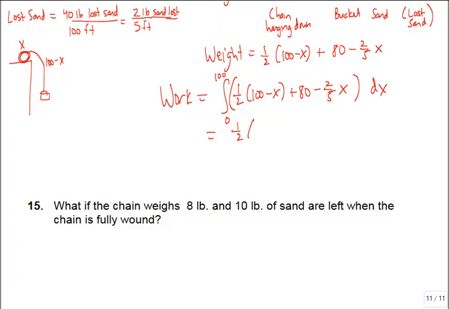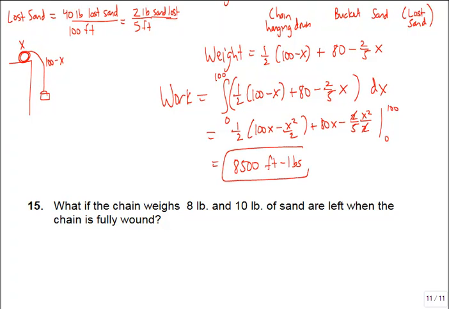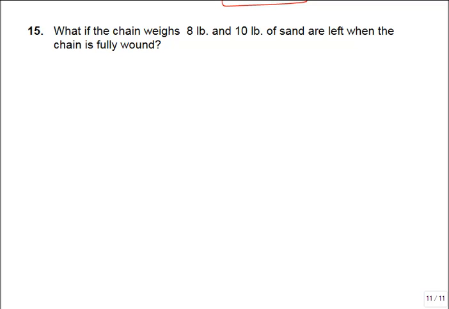To integrate it, I'd get 1/2 (100x minus x squared over 2) plus 80x minus 2/5 x squared over 2. So these 2's are going to cancel, and my bounds are 0 to 100. So I'll leave that for you to plug in. Only the 100 will impact the answer. The 0 will go to 0, and this gives you 8,500 foot-pounds of work. Okay?